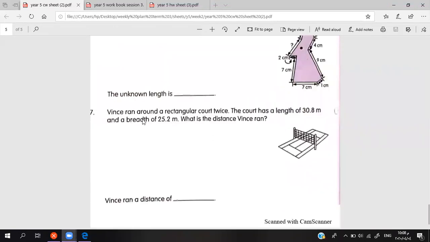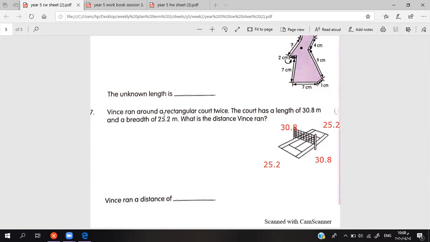Last thing. Vince ran around a rectangular court. This is a rectangular court. He ran around it twice. The court has a length of 30.8. So I understand that the other side is also 30.8, because this is a rectangle, in which two opposite sides are equal. And the breadth is 25.2. This one is also 25.2. Okay. Now, what is the distance Vince ran?